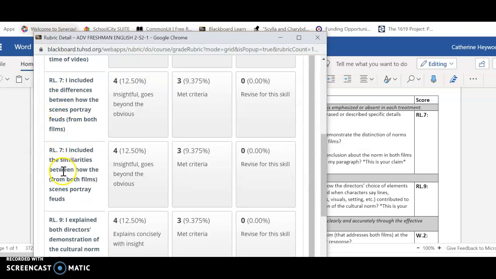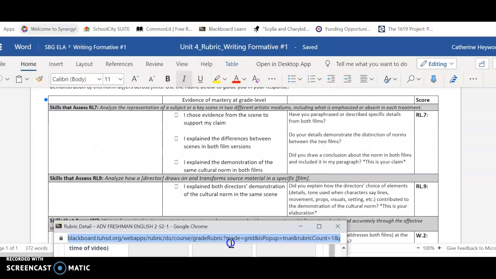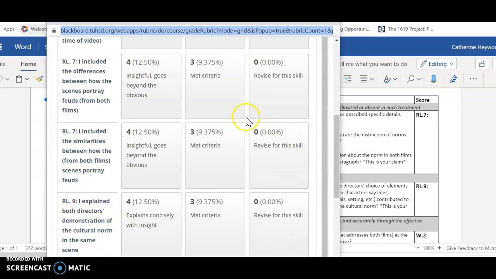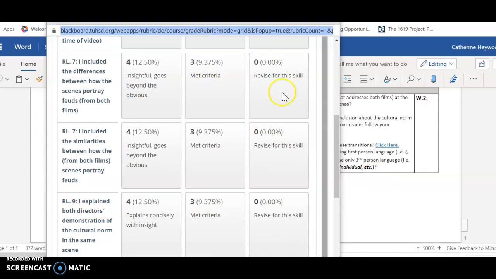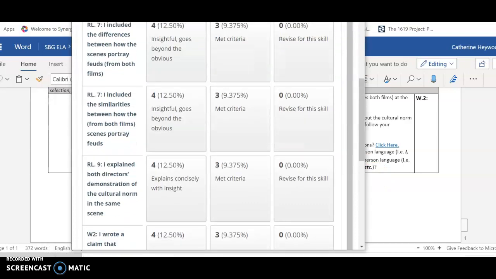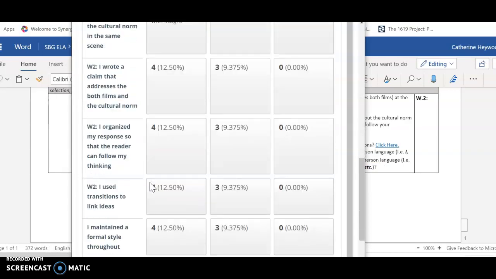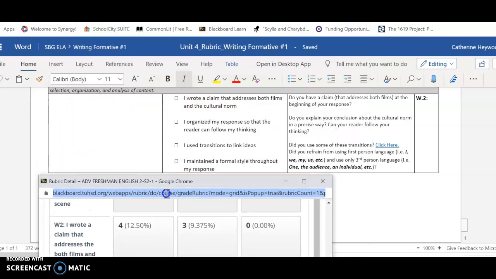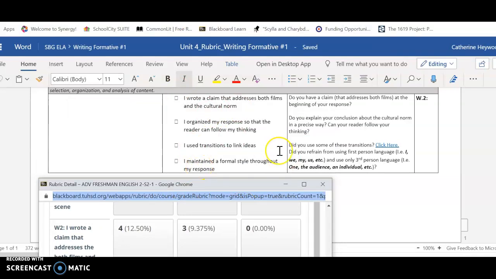So you'll see there's 3 skills for RL7, just like on here there's 3 skills for RL7. RL9, there's 1 skill, there's that one. And then we scroll down, for W2, there's 4 different skills. So then when you scroll down, you'll see the 4 different W2 skills. So when you go to revise your work, I'm not asking you to rewrite the whole thing. I'm asking you to figure out which parts of the rubric were you not successful on yet and add those in.